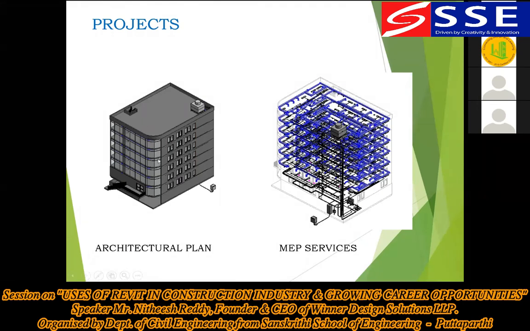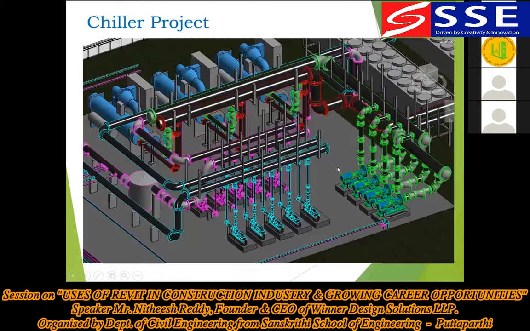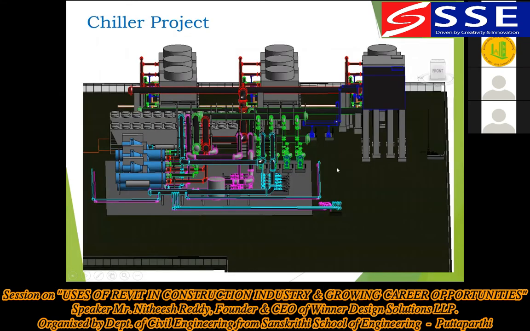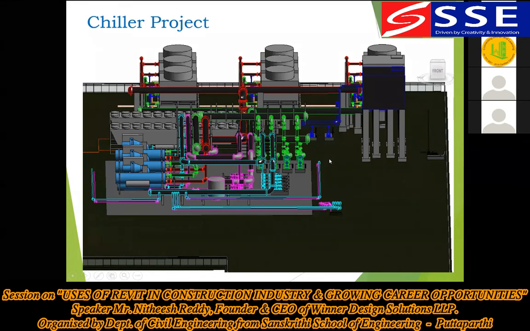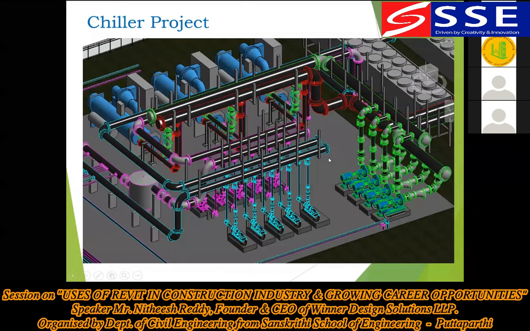See, this is the architectural plan. These are the MEP services. This is called an RTU, rooftop unit. From the RTU, the piping or ducting will be given to the AHU. AHU is what we call an air handling unit. From the air handling unit, it will go to the other ducting system. From there the pipes will be done, and from there you'll get the complete diffuser controlled systems. This is a chiller project. These are all MEP projects done using Revit.